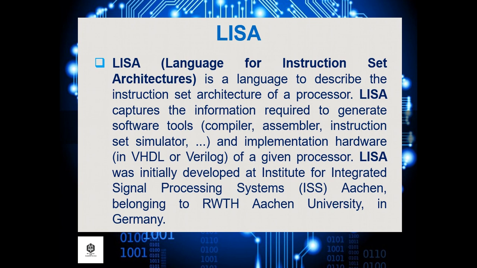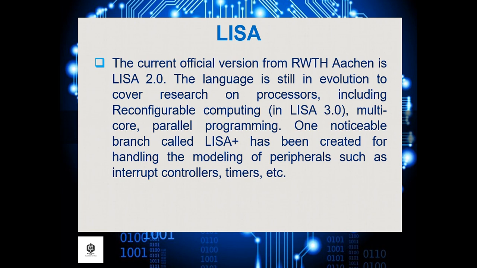LISA was initially developed at the Institute for Integrated Signal Processing Systems, or ISS, Aachen, belonging to RWTH Aachen University in Germany. The current official version from RWTH Aachen is LISA 2.0. The language is still in evolution to cover research and processors, including reconfigurable computing in LISA 3.0, multi-core, parallel programming. One noticeable branch called LISA Plus has been created for handling the modeling of peripherals such as interrupt controllers, timers, etc.